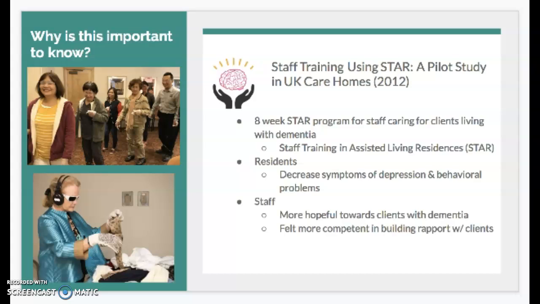STAR is an 8-week training program for staff in assisted living residences who are caring for people living with dementia. This program utilizes various forms of instruction such as lectures and discussions, which has increased care partner knowledge of dementia. But they also incorporate role play, which has significantly improved their feeling of competence and ability to establish relationships with residents. These findings support our reading in the sense that role play targets the affective domain of learning.